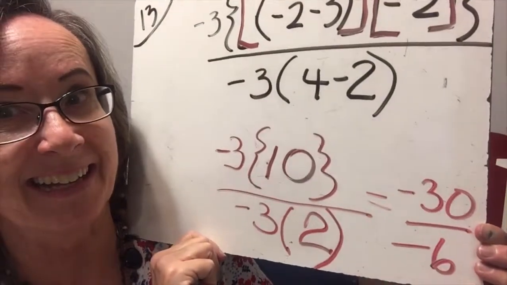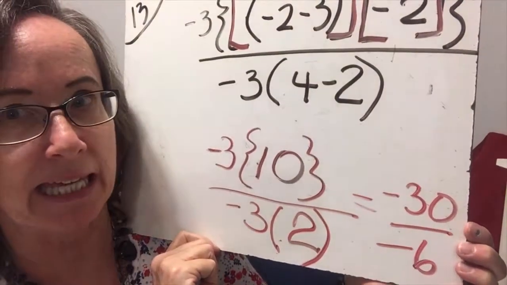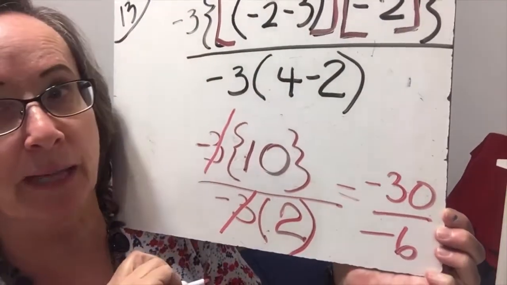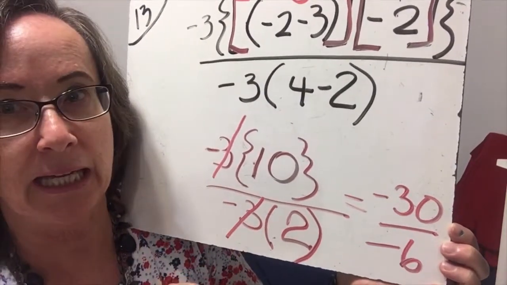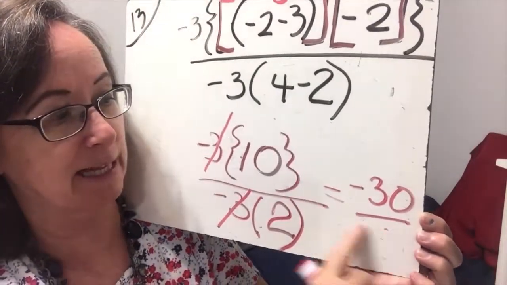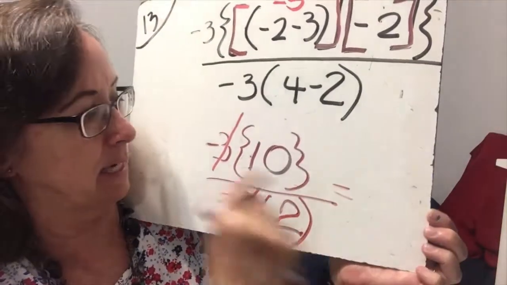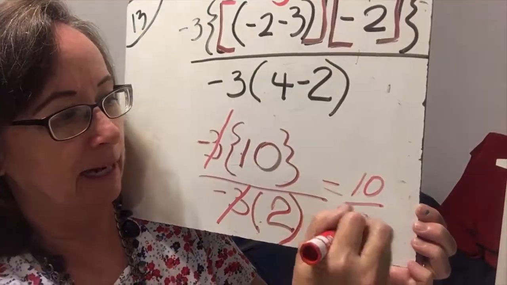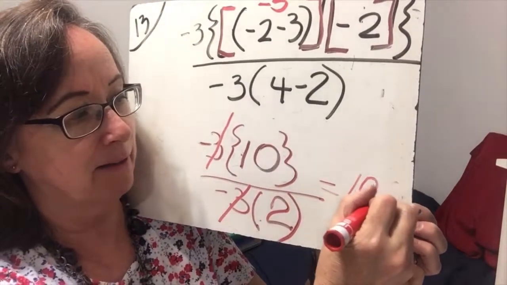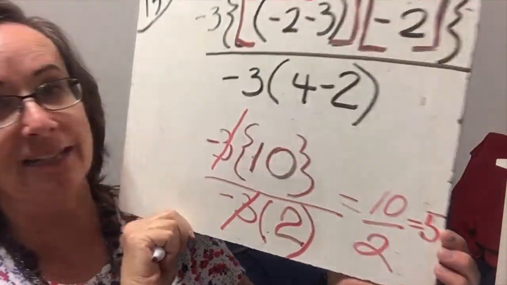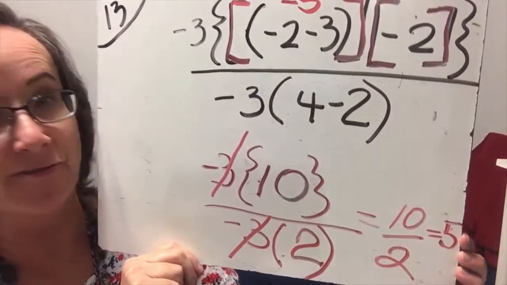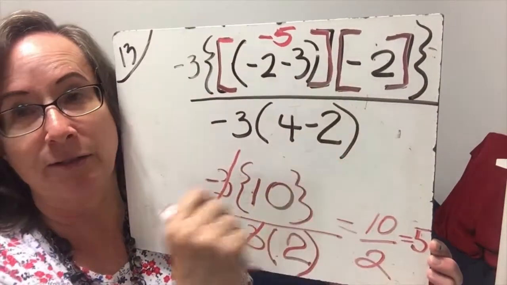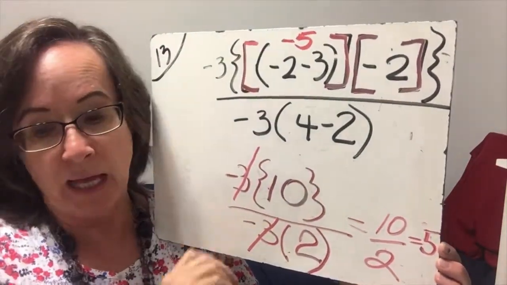That's true, but it's not simplified, is it? Can you see a common factor in the numerator and the denominator? Don't they both have a -3? Would it be quicker, instead of writing -30 over -6, to cancel those two -3's and get 10 over 2? And 10 over 2, we know, is 5. So the final answer for that example is 5. Okay, and 5 is much easier to look at than this whole thing. Do you see how we broke it down step by step?